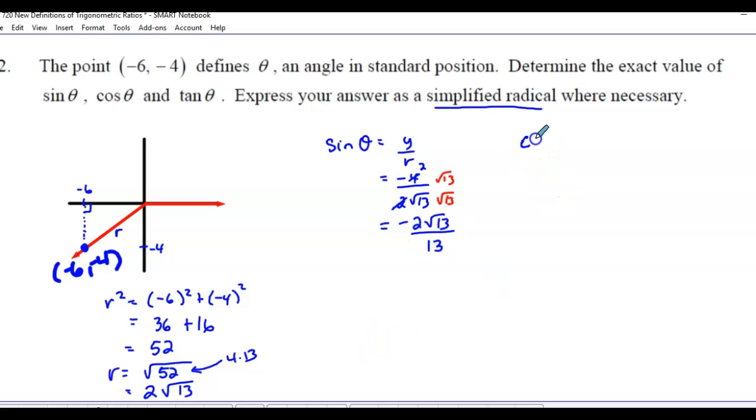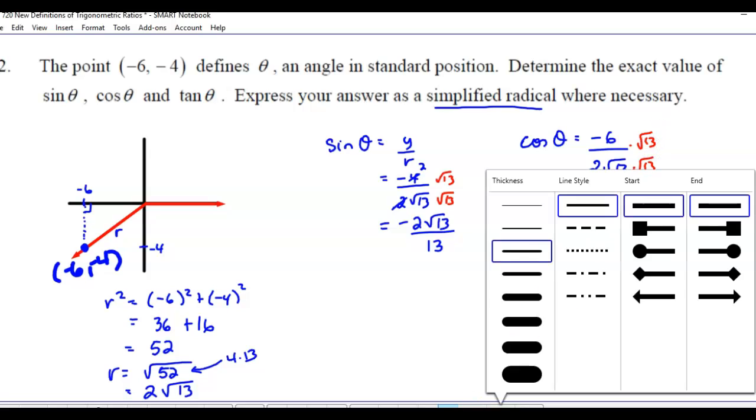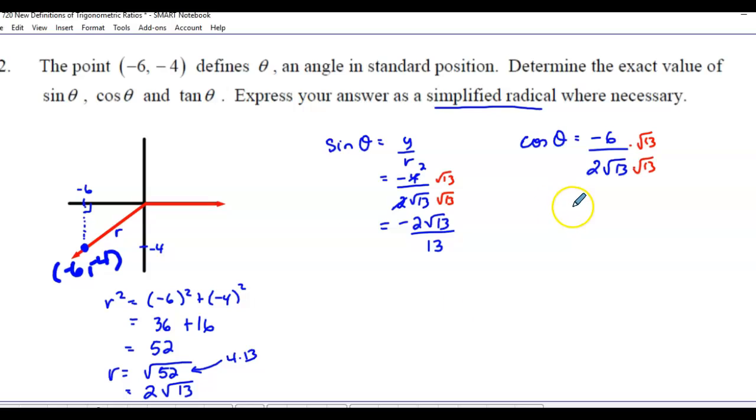Okay. Then cosine theta is x. X is -6 over r, which is 2 root 13. Same thing, we're going to have to rationalize the denominator, so root 13 top and bottom. And 2 goes into 6 3 times, so it's going to be negative 3 root 13 over 13.